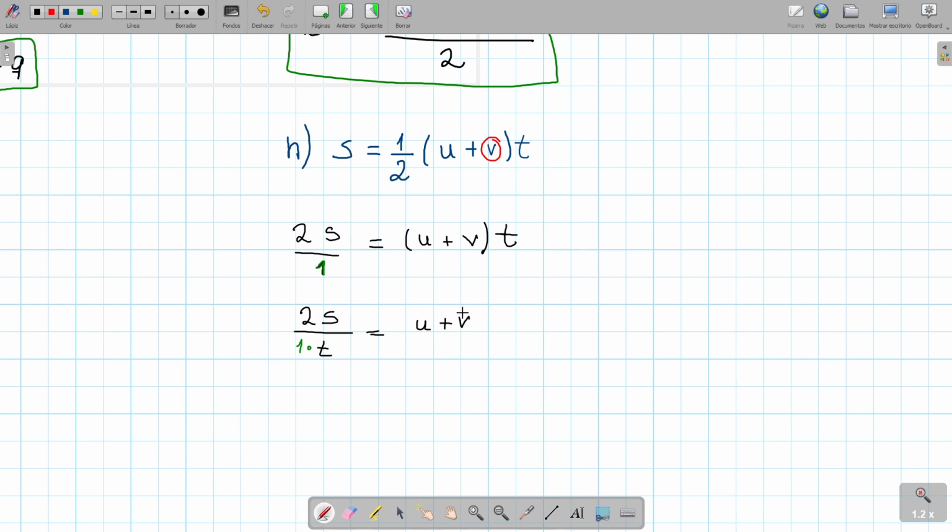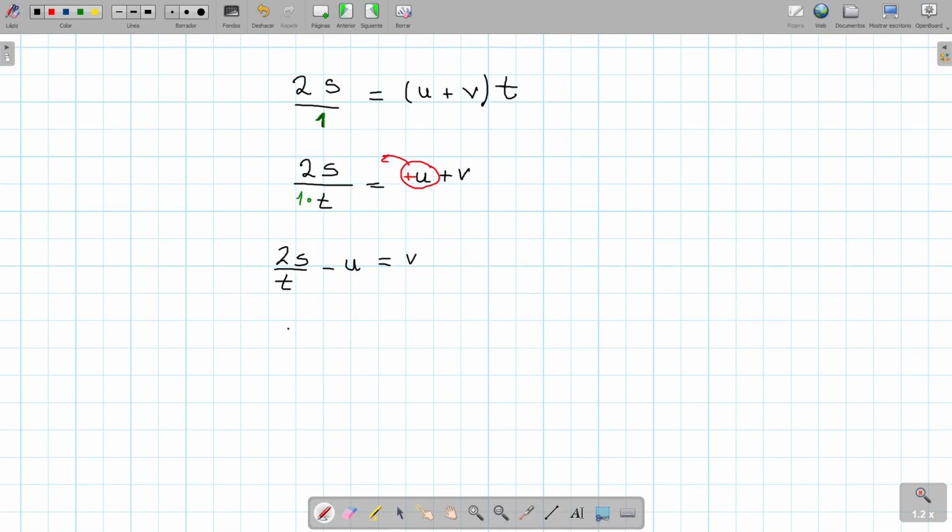Now we can work here. If I want b alone, this u right here, I will put it on the other side. So we have 2s over t minus u equal b. Now we have b equal to 2s over t minus u. And we have solved for b.